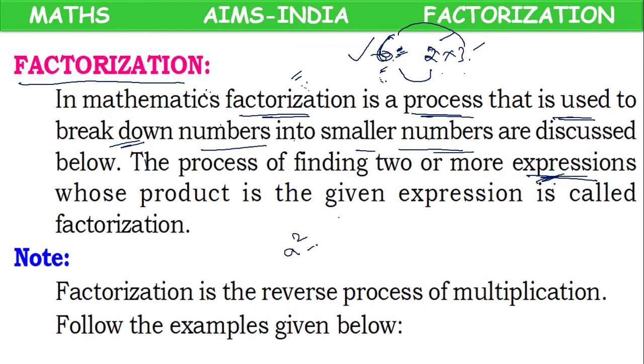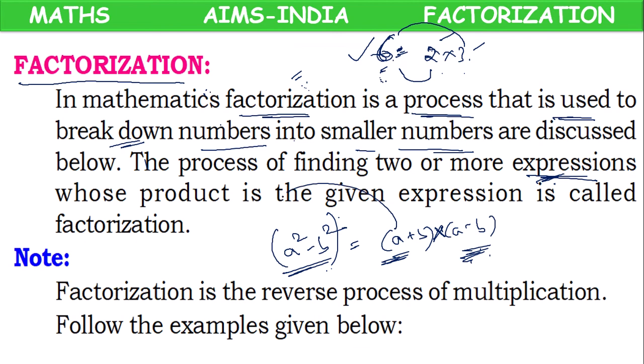Suppose if we have a square minus b square, it can be written as (a plus b) into (a minus b). So here a square minus b square is an expression which can be written as a product of two smaller expressions. These two smaller expressions are factors of the bigger expression. So like this, finding the factors is called factorization.